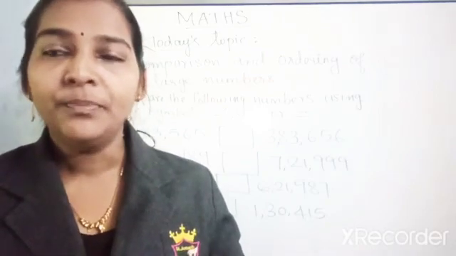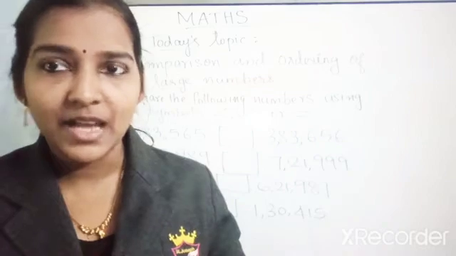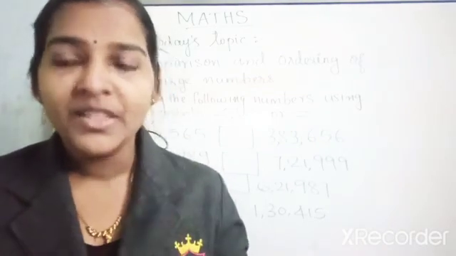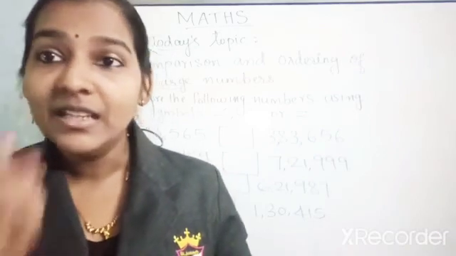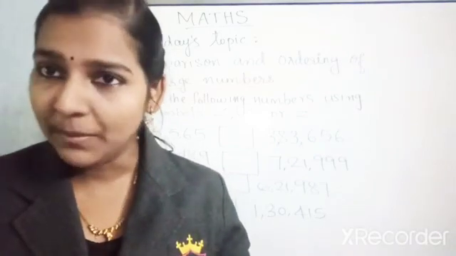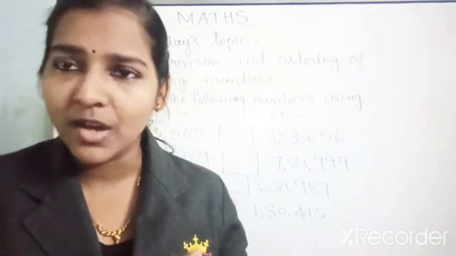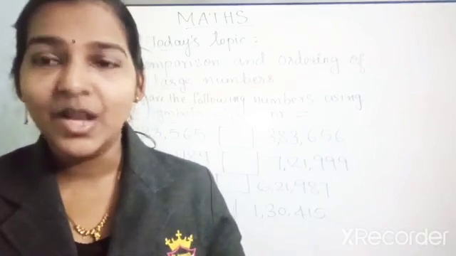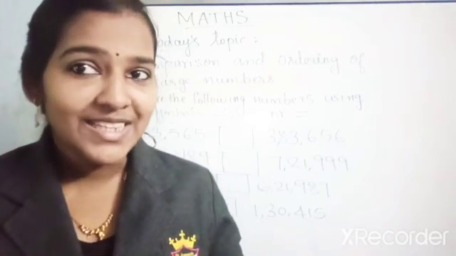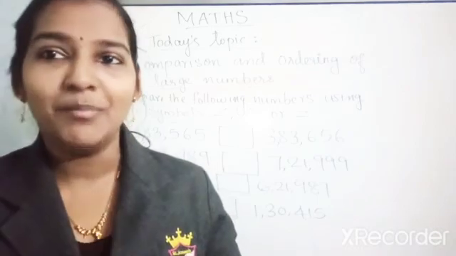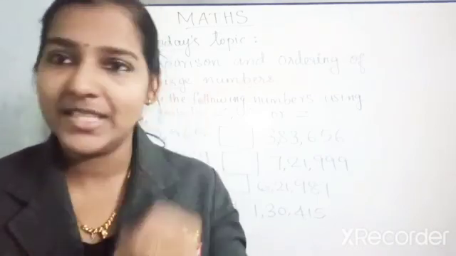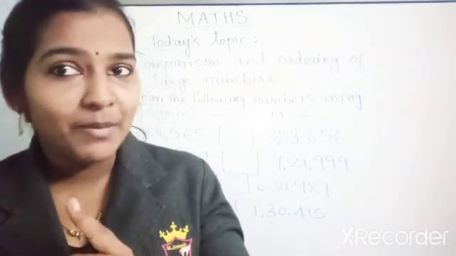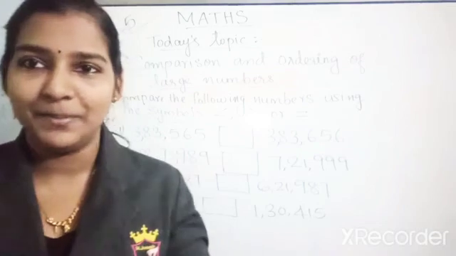And the number which has more digits is the greater number. For example, if I take the numbers 36 and 306, 36 is a 2-digit number and 306 is a 3-digit number. Now tell me children, which is greater, 36 or 306? 306 is greater, isn't it? Because 306 is a 3-digit number and 36 is a 2-digit number. So always remember, a 3-digit number is greater than a 2-digit number.